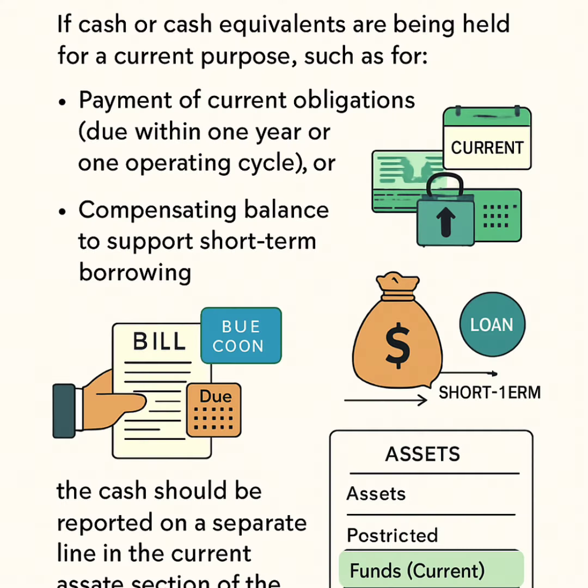If cash or cash equivalents are being held for a current purpose, such as payment of current obligations due within 1 year or one operating cycle, or a compensating balance to support short-term borrowing, the cash should be reported on a separate line in the current asset section of the balance sheet.